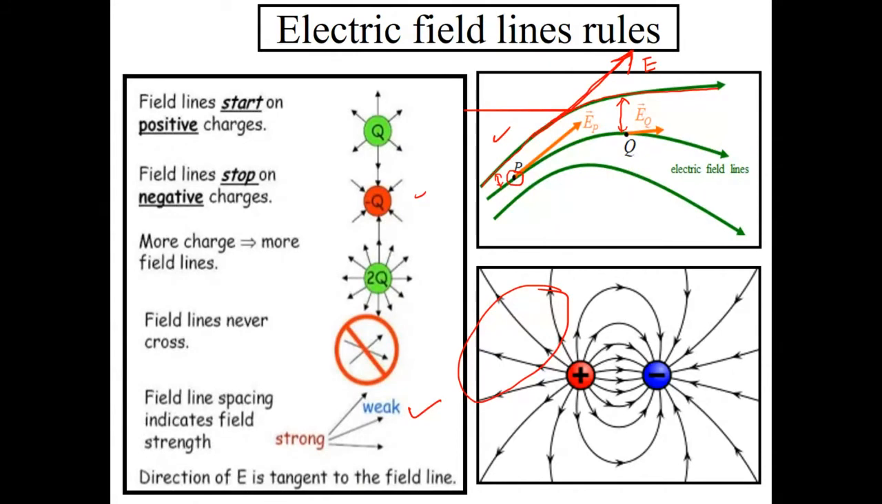If the lines move far away from each other, then the field strength will be very weak in that position. If you want to find the direction of the electric field lines for a curved structure, you have to draw a tangent line to the field line, and that line gives you the direction of the electric field. Clear? Doctor, yes.